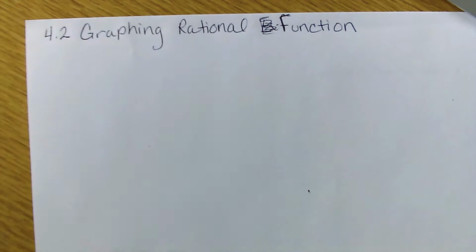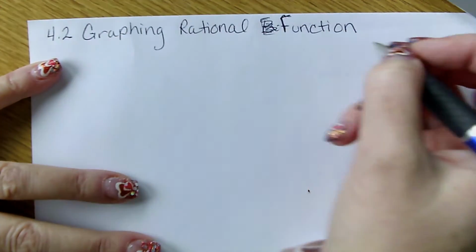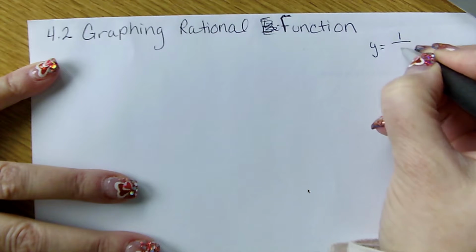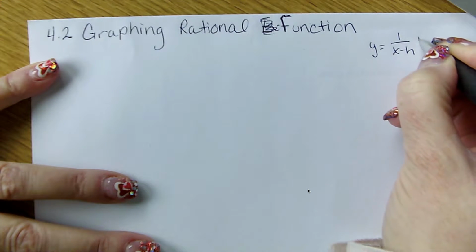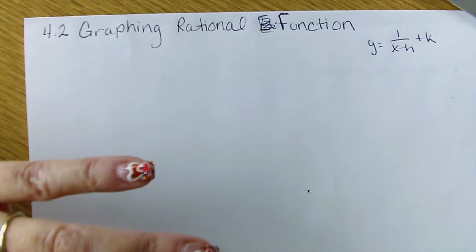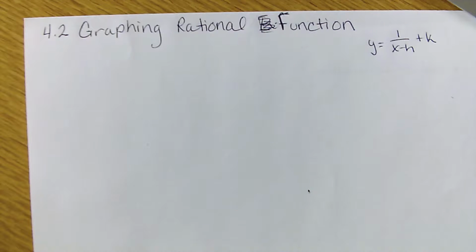Okay, so we're graphing rational functions. Last week we looked at rational functions in standard form, so we had y equals 1 over x minus h plus k, correct? h was the left and right movement of the vertical asymptote, correct? k was the up and down movement of the horizontal asymptote. But not all rational functions are written in standard form.